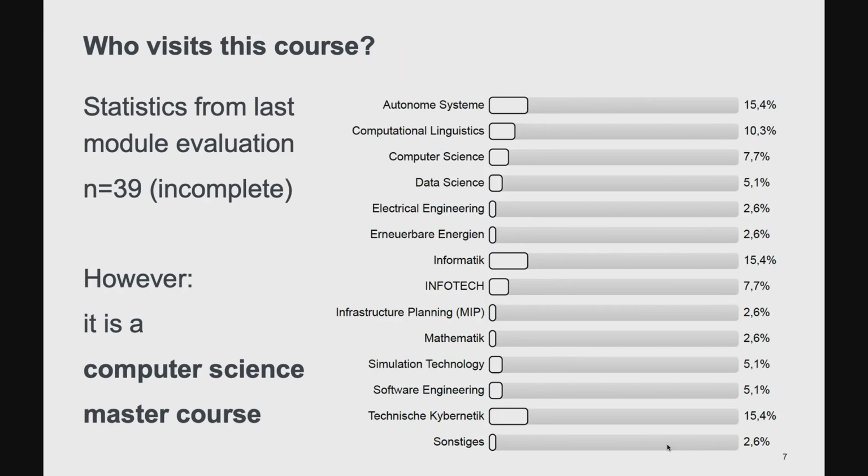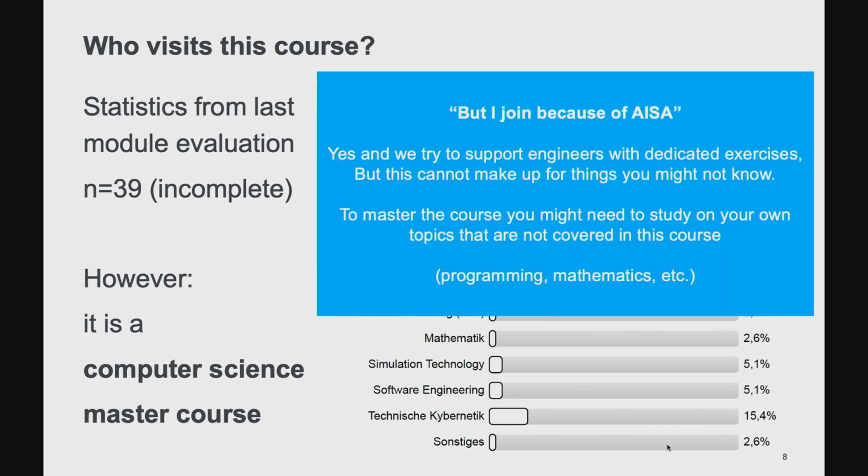This was from the evaluation of the module, and this was just like 40 out of I don't know how many people who visited the course then actually gave feedback, and these were the courses where they came from. So a broad spectrum. And nevertheless, the yardstick is Master of Science in Computer Science.